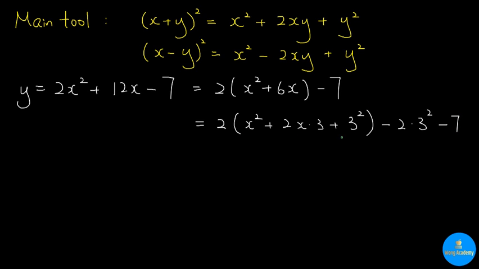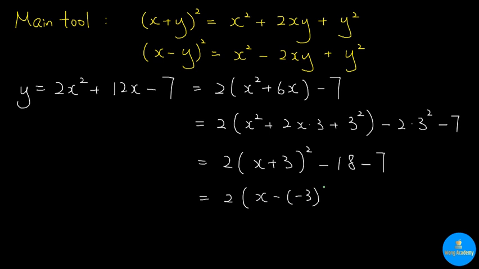We can now rewrite this parenthesis as a perfect square. So we have 2 times x plus 3 all squared, since 3 is our y, and then minus 18 minus 7. And lastly, remember that we want to rewrite this as a times x minus h squared, and then plus k. So this is now written as 2 times x minus negative 3 all squared, and then plus negative 25.